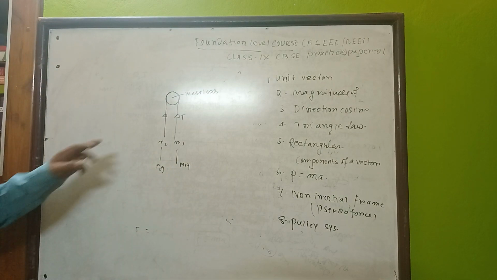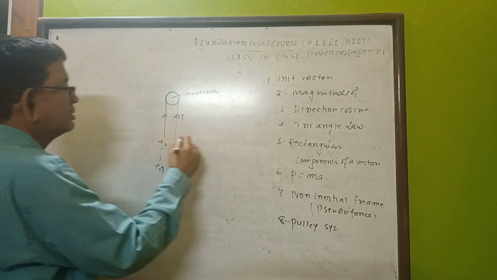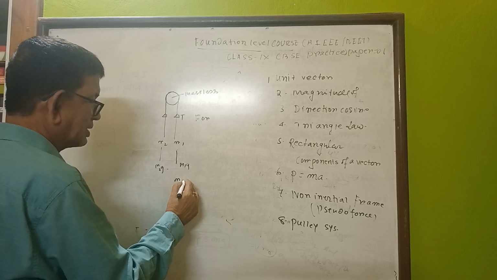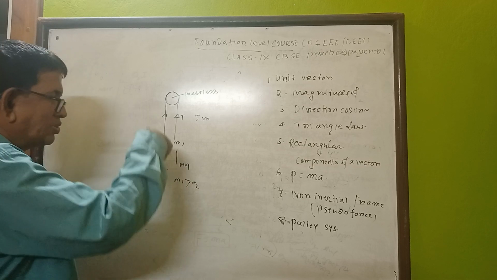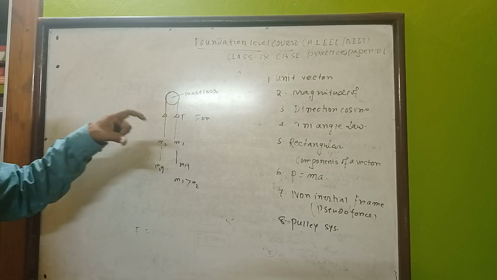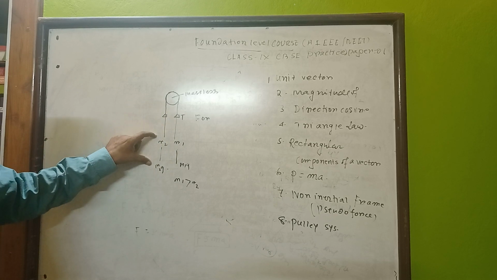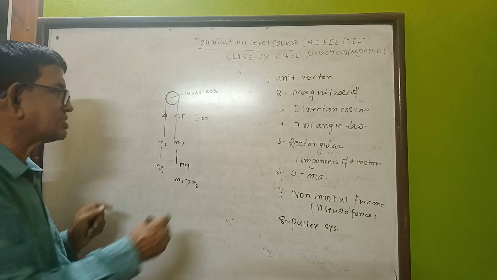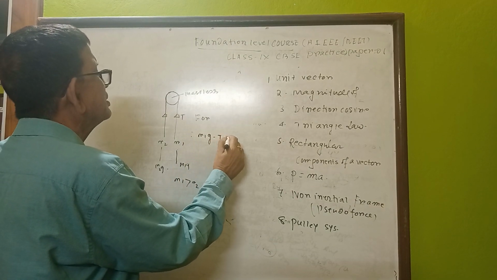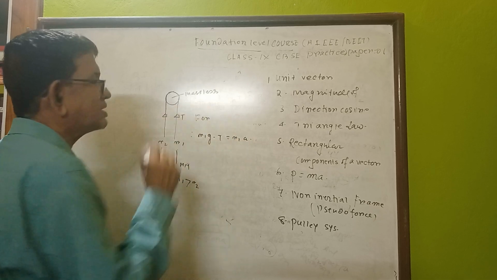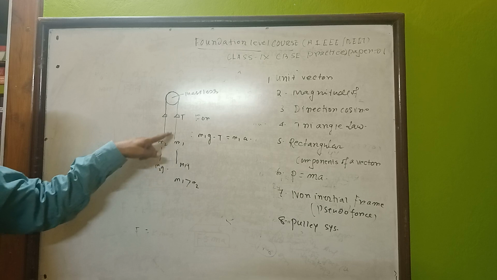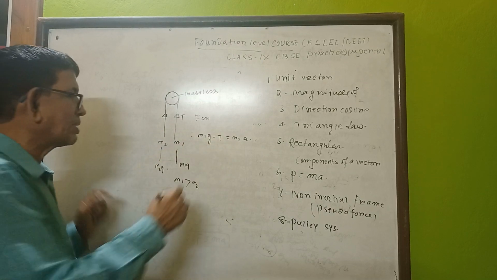So children, I can write for the first one, M1. Since M1 is greater than M2, M1 will slide downward. So the length of that string will increase, and a similar portion of the length will decrease in the second string. So we have M1G minus T equal to M1 into A, where A is the acceleration. Net force: upward will be tension, downward will be weight. So weight minus tension is M1 into A.